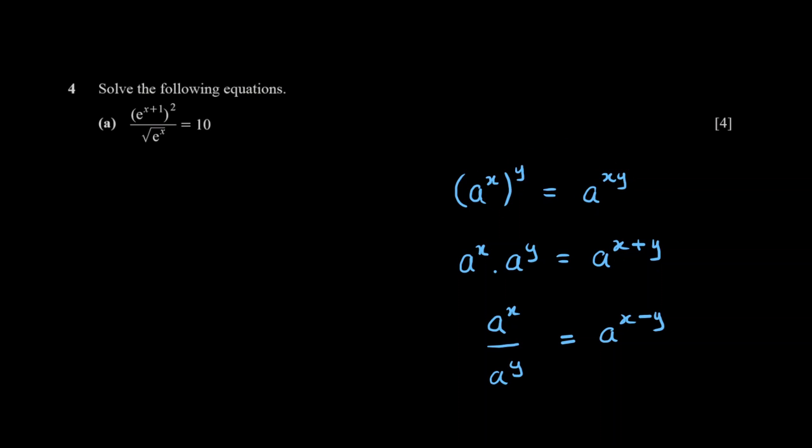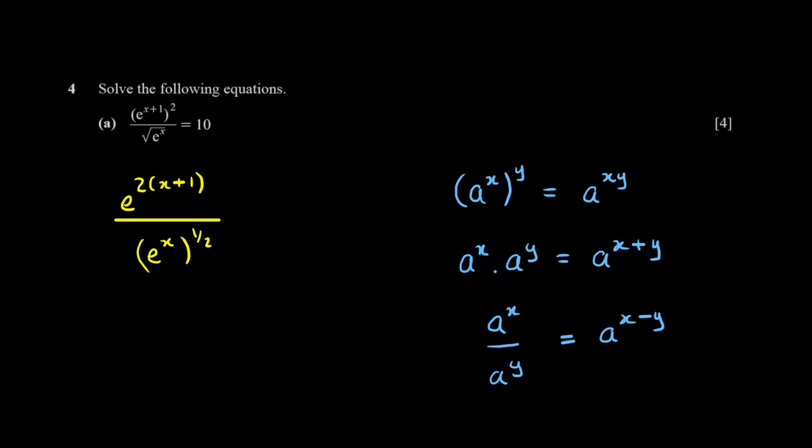This is going to be the same as e to the power of 2 times x plus 1, right? So that's using the first rule. On the bottom, what have we got here? Well, the square root is the same as the power of a half. So I can write this as e to the x, all to the power of a half.